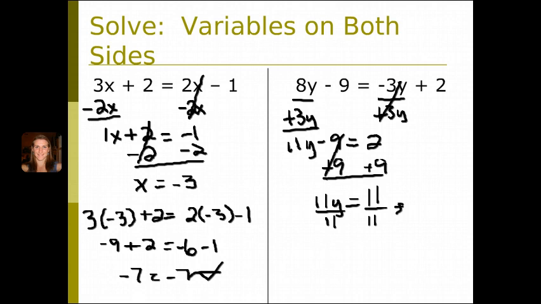I do need to test my work. 8 times 1 minus 9 equals negative 3 times 1 plus 2. So I'm left with 8 minus 9 gives me negative 1. Negative 3 times 1 gives me negative 3, plus 2 also gives me negative 1. My work is correct.